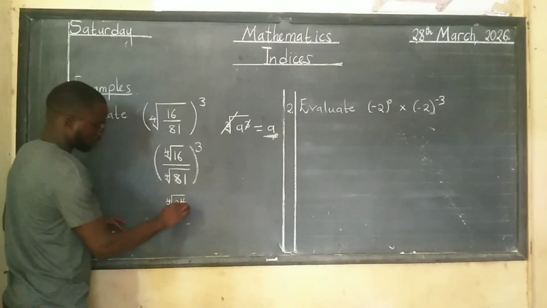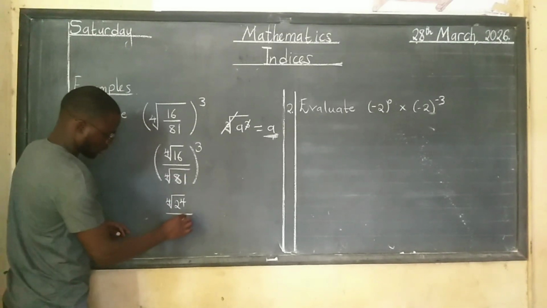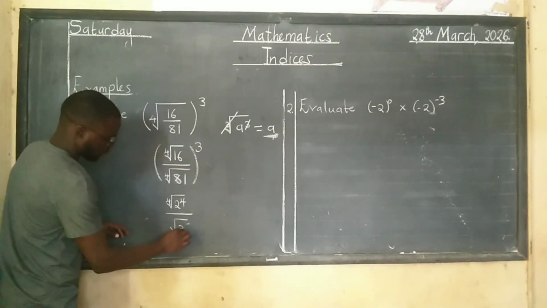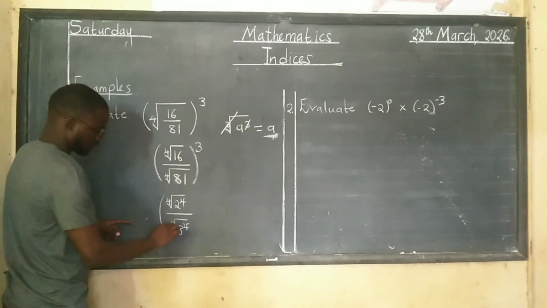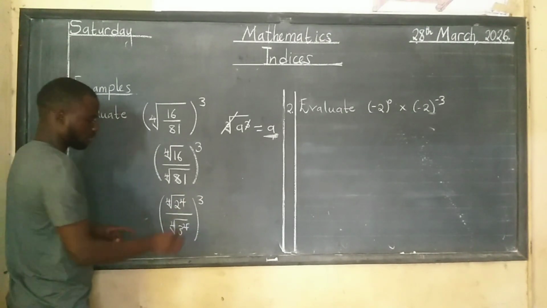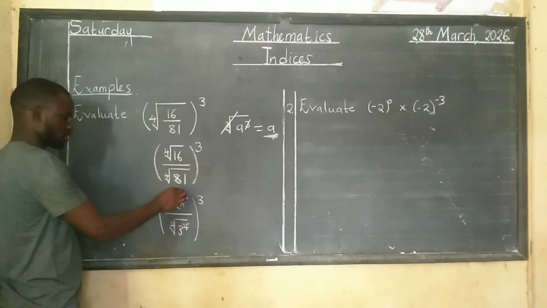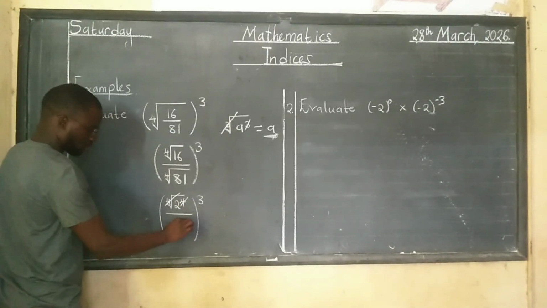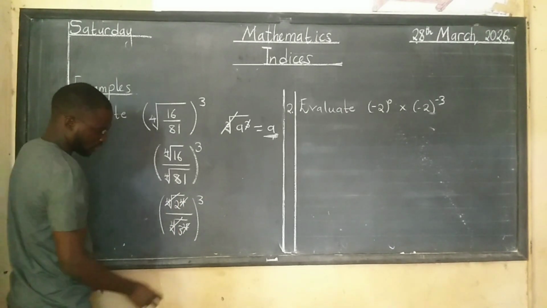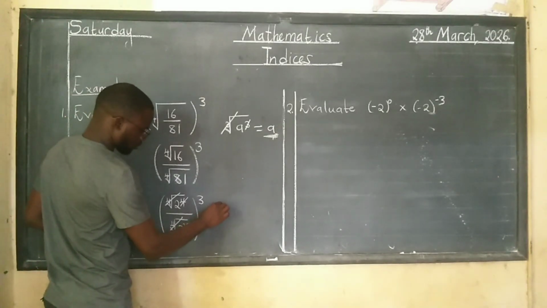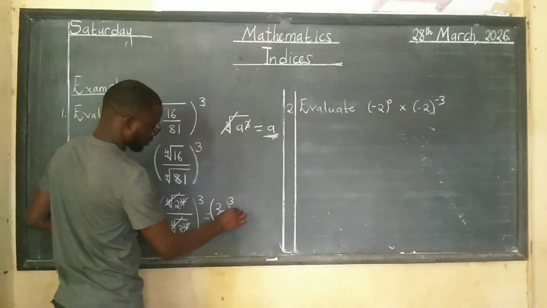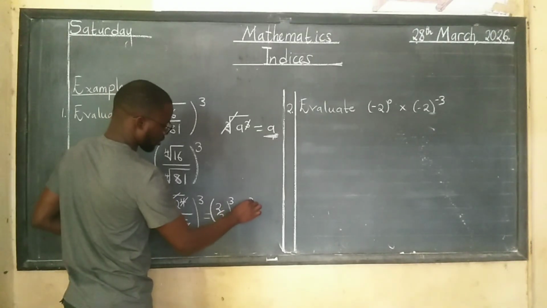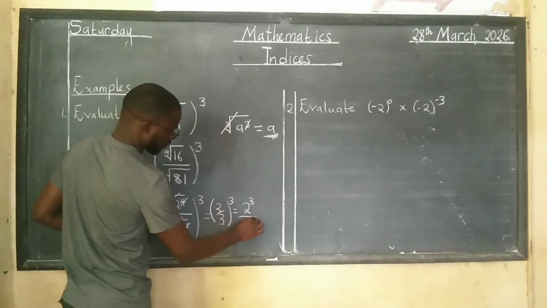2 to the power 4 is 16. 3 to the power 4 is 81. And we close them off to the power 3. This 4 and this can cancel. This 4 and this can cancel. And this will be 2 over 3, everything to the power 3, which is equal to 2 to the power 3 over 3 to the power 3.